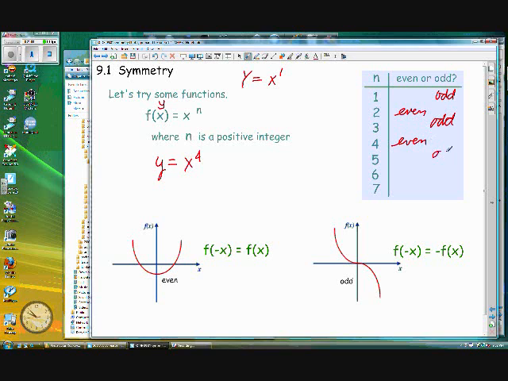So as you go down through these, playing with your calculator, you see that whenever you're raising this to an even power, you're getting an even function, and when you raise it to an odd power, you're getting an odd function, which is kind of neat. Isn't that neat?